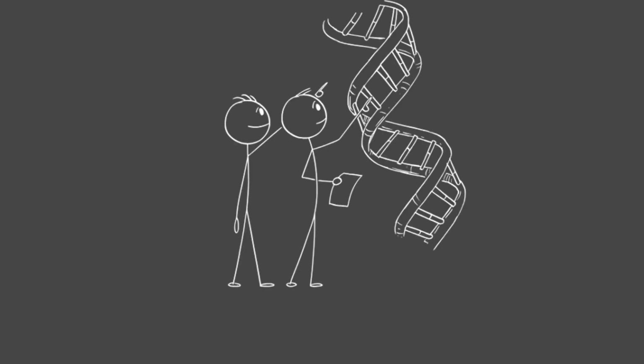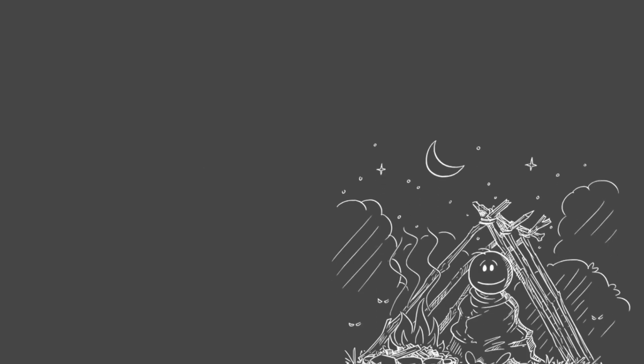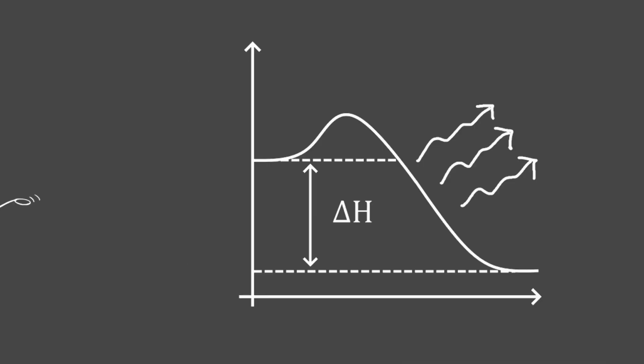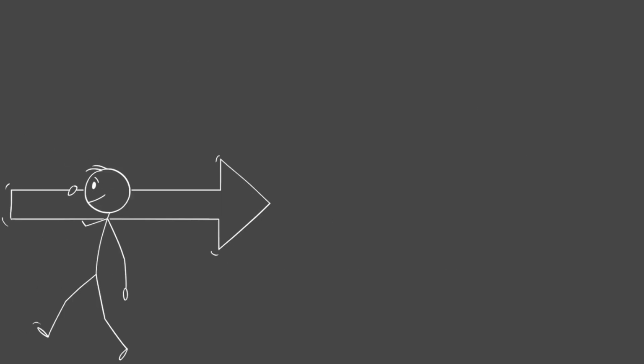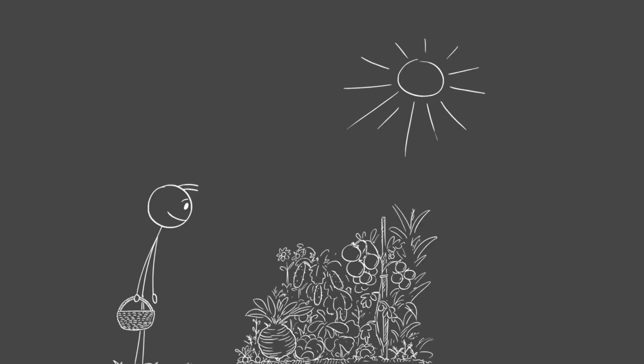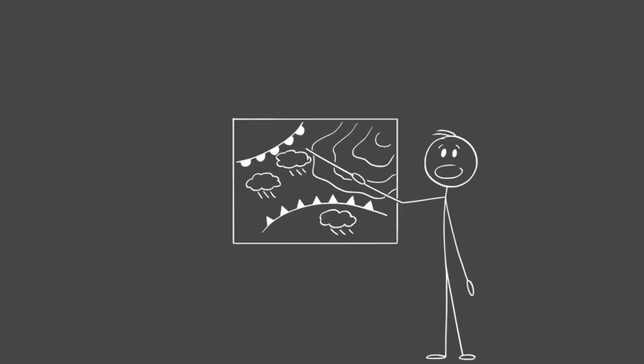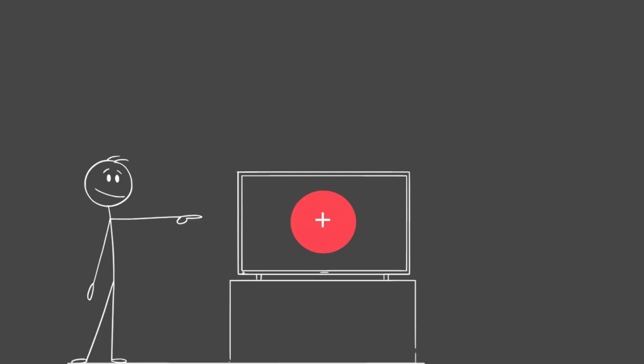Some reactions release energy, and we call these exothermic reactions. Imagine burning wood in a fireplace or watching fireworks explode. That's energy flying out. On the flip side, we've got endothermic reactions, which require energy to get started. Like photosynthesis in plants, where sunlight is absorbed to make food. We can track how much energy is released or absorbed using something called enthalpy, and if we want to know whether a reaction is spontaneous, we look at Gibbs free energy. If it's negative, the reaction happens on its own. If it's positive, you're going to need a little help to get things moving.